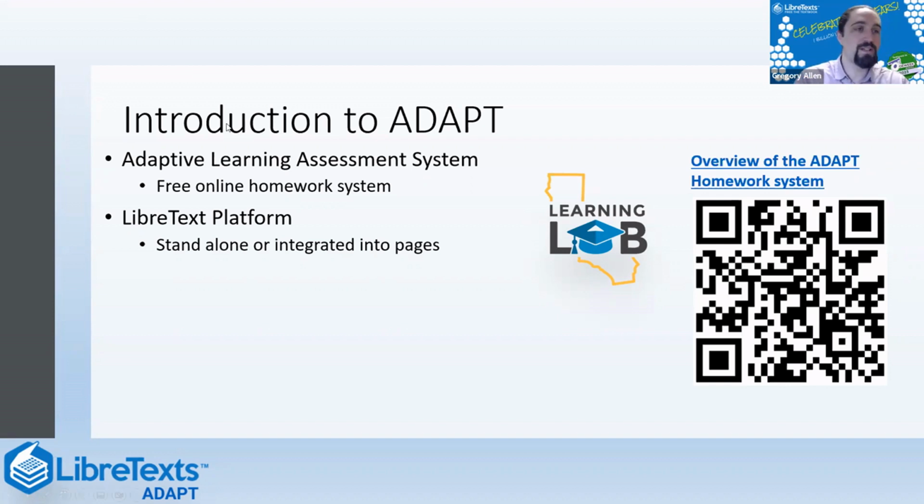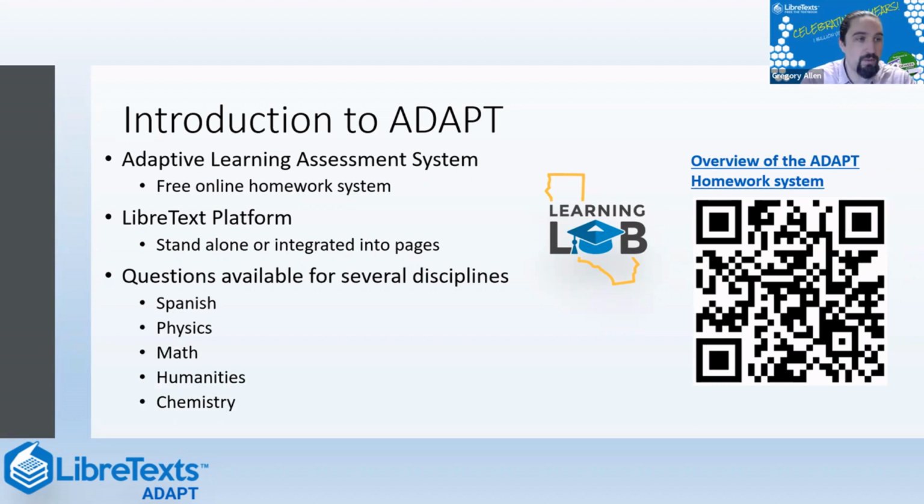And so what is ADAPT? Well, the name ADAPT came from an adaptive learning assessment system. So that's a fancy way of saying it's an online free homework system. And so it's based in the LibreText platform. And essentially it is a homework system with questions available in all sorts of disciplines. So there's Spanish, physics, math, humanities. I teach chemistry, so obviously there's chemistry and more.